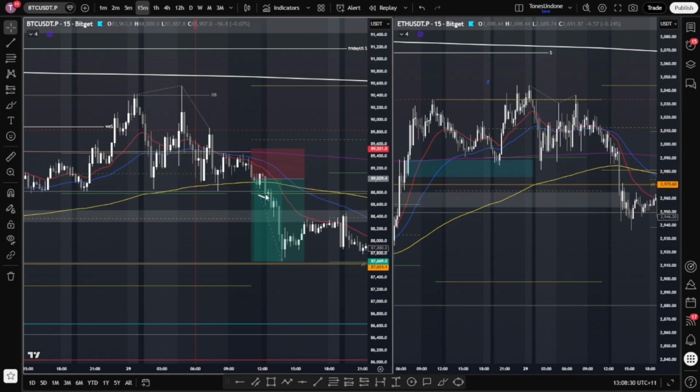I just didn't like this pattern too much as a retest, and what I was really expecting was price to drop, retest a bit better and down, because this is often what happens.